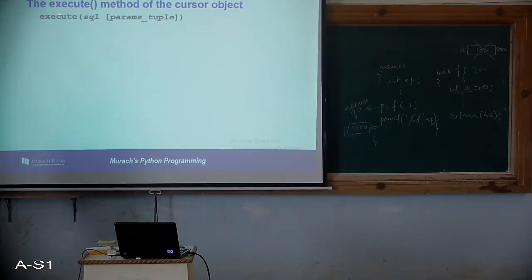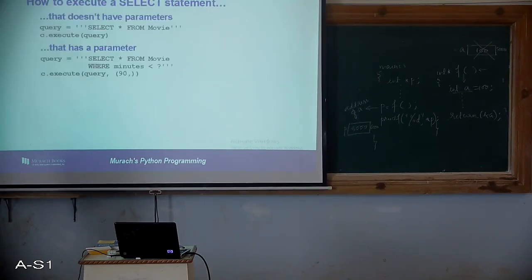So this is how it looks. Execute method of a cursor object: execute SQL, params tuple. You will have to specify the SQL command here. So how to get a cursor from a connection object? This is how we should get it. Remember the first set of statements to be executed in a sequence: first you will have to obtain a connection, then you will have to get the cursor on that. So c is equal to connection dot cursor, and this cursor will later on help you to execute the command.